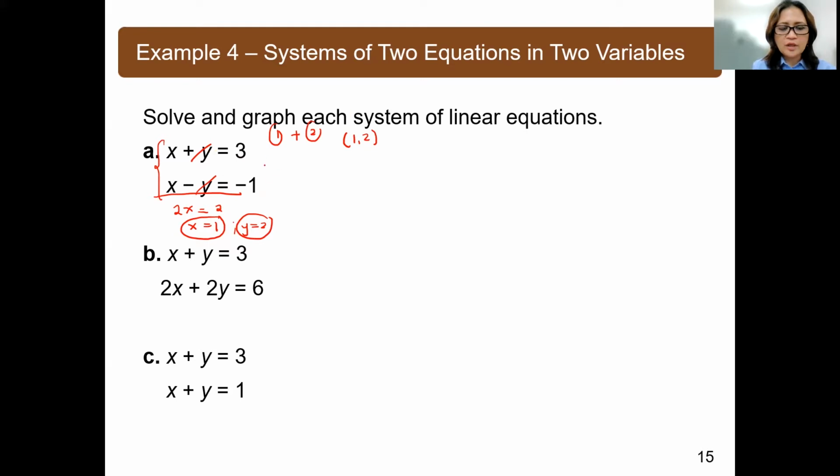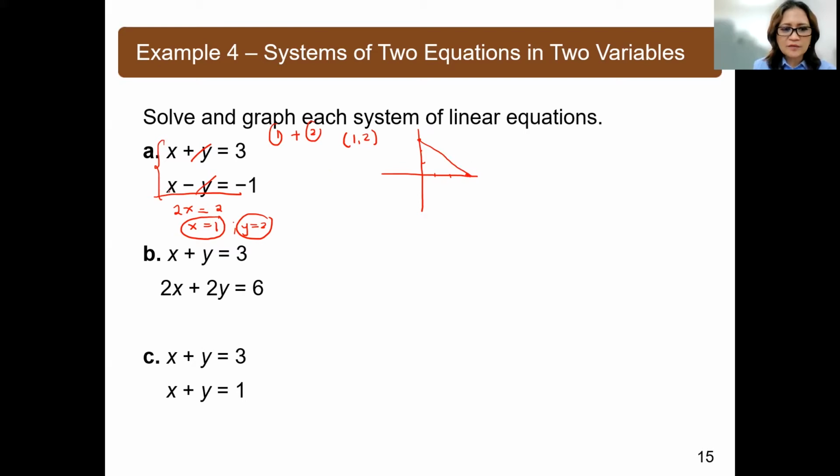Now, how do we graph it? The easiest technique is to apply the intercept form. So let's say for the first equation, if we allow x to be 0, y is equivalent to 3. And if y is 0, x is equivalent to 3. Say here, just roughly, then we simply connect the 2 points. I'm sorry for that. So just imagine it's a straight line.